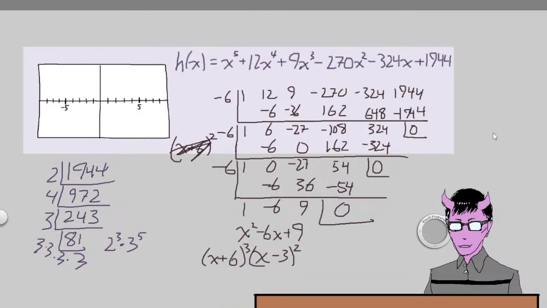So now we get to the main heart of what we were supposed to do. How do we graph this junk? Factorized h of x. So first zero is x equal to negative 6.